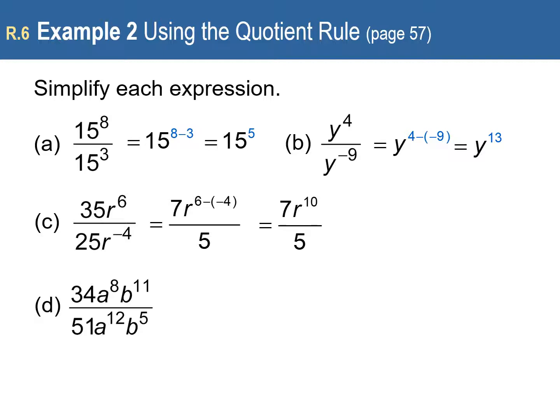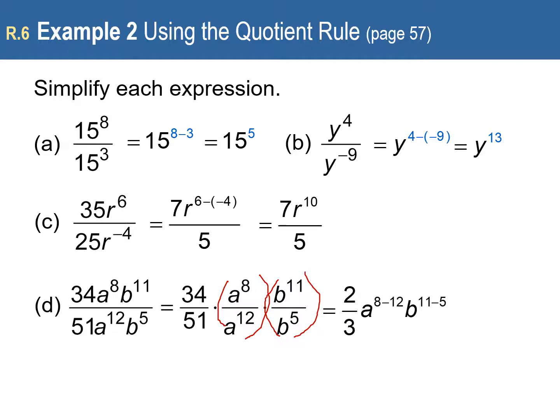34a to the 8th, b to the 11th, divided by 51a to the 12th, b to the 5th, becomes 34 over 51 times, let's break these up, we'll make this one easier, a to the 8th divided by a to the 12th, b to the 11th divided by b to the 5th. So this becomes 2/3 a to the 8 minus 12 times b, 11 minus 5, or 2/3 a to the negative 4th, b to the 6th. But we wanted it with positive exponents, so that's 2b to the 6th divided by 3a to the 4th.